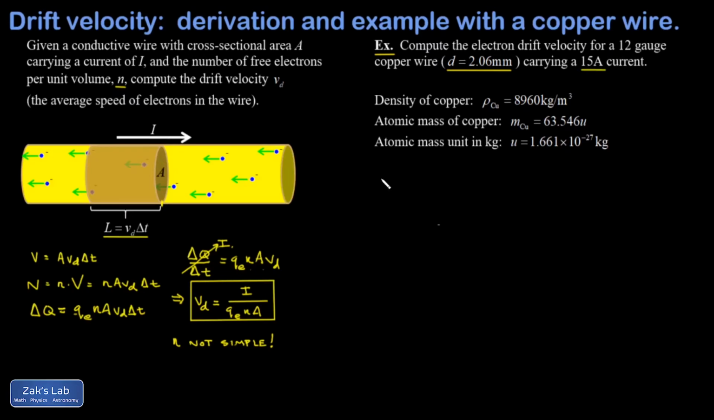So let's just take care of the low-hanging fruit here. If I look at my drift velocity formula, I have the current, I have the charge on an electron. I can easily get the cross-sectional area. That would be pi r squared.